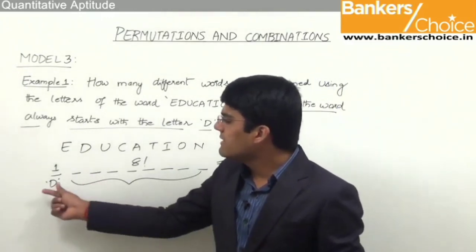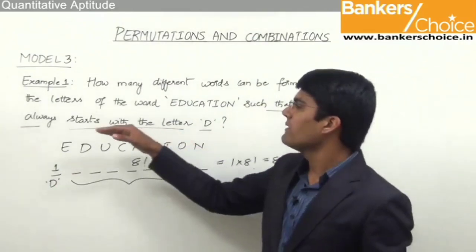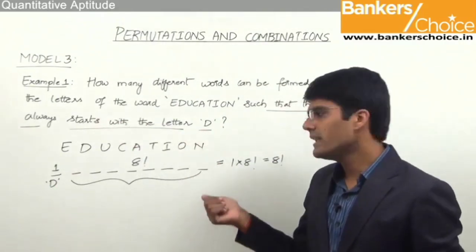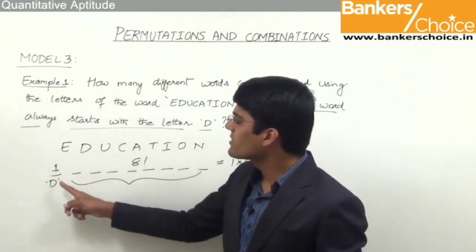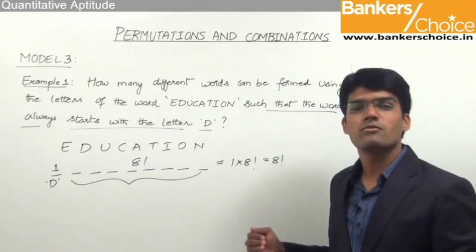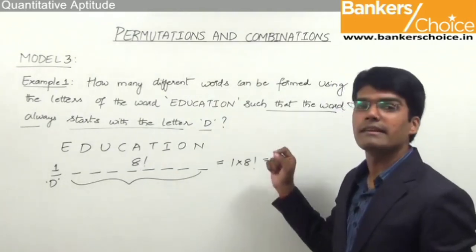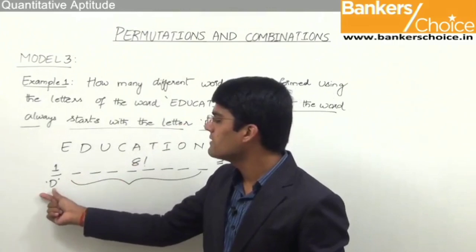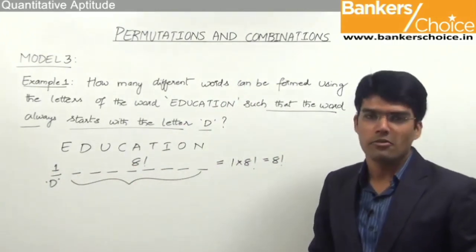Likewise, it can be any other letter in place of D. For example, let's say the condition says the word always starts with the letter U. Again, in that case, the answer will be 1 into 8 factorial. The only point is, instead of D, we will be taking U in the first position. So that doesn't make any difference in the number of words formed. The answer still remains 8 factorial. So whatever be the particular letter, if it has to occupy the first position, that can be done only in one way. The remaining 8 positions can be filled in 8 factorial ways.